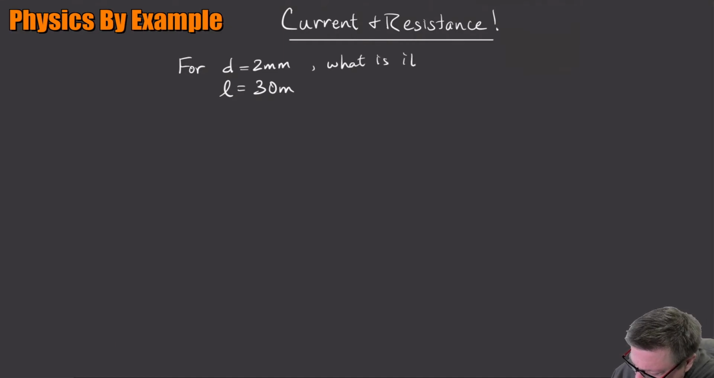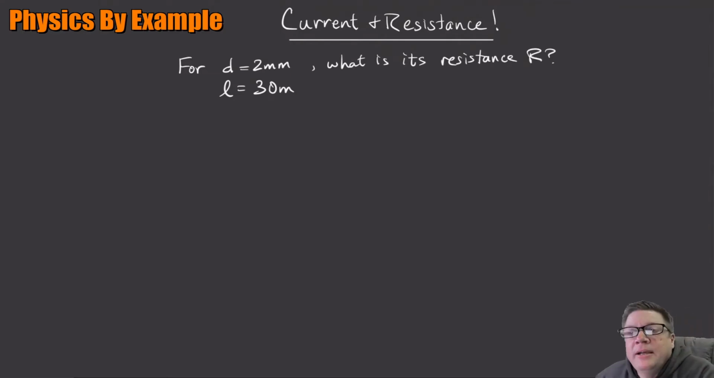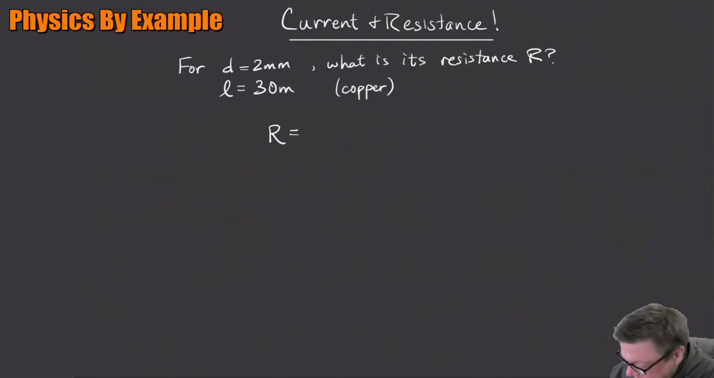what is its resistance R? So what you do is, it depends on what it's made of. Usually these things are made of copper. So let's say that it's made of copper. And so the relationship is the resistance of the entire wire is rho times L over A.